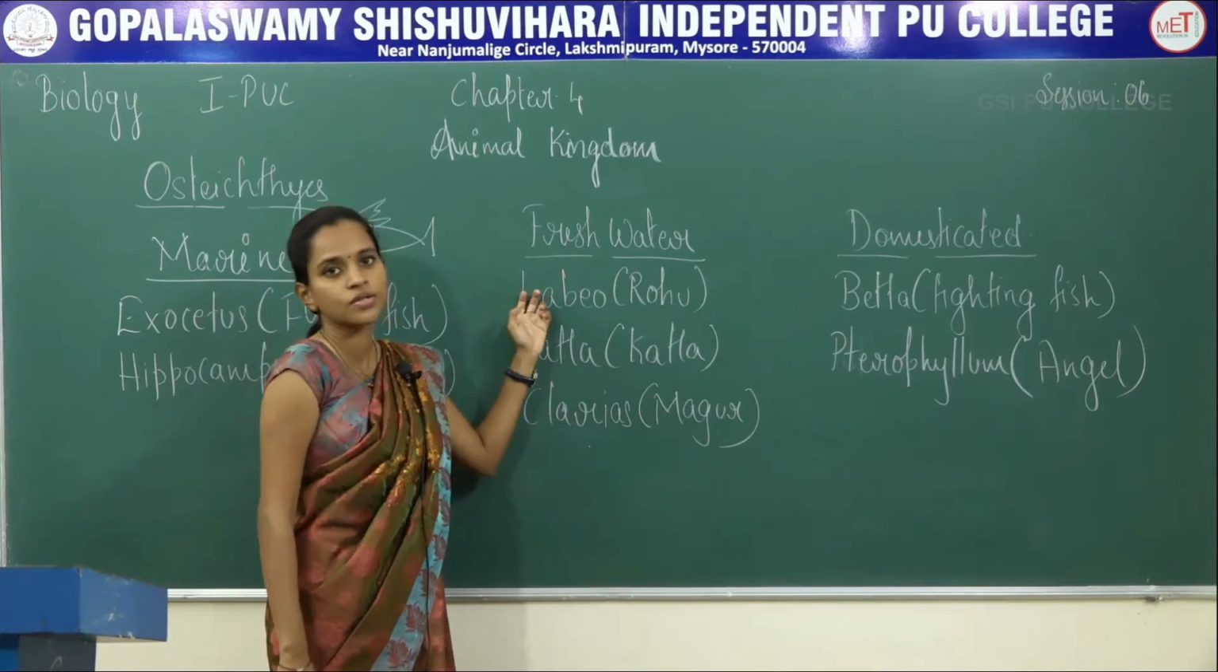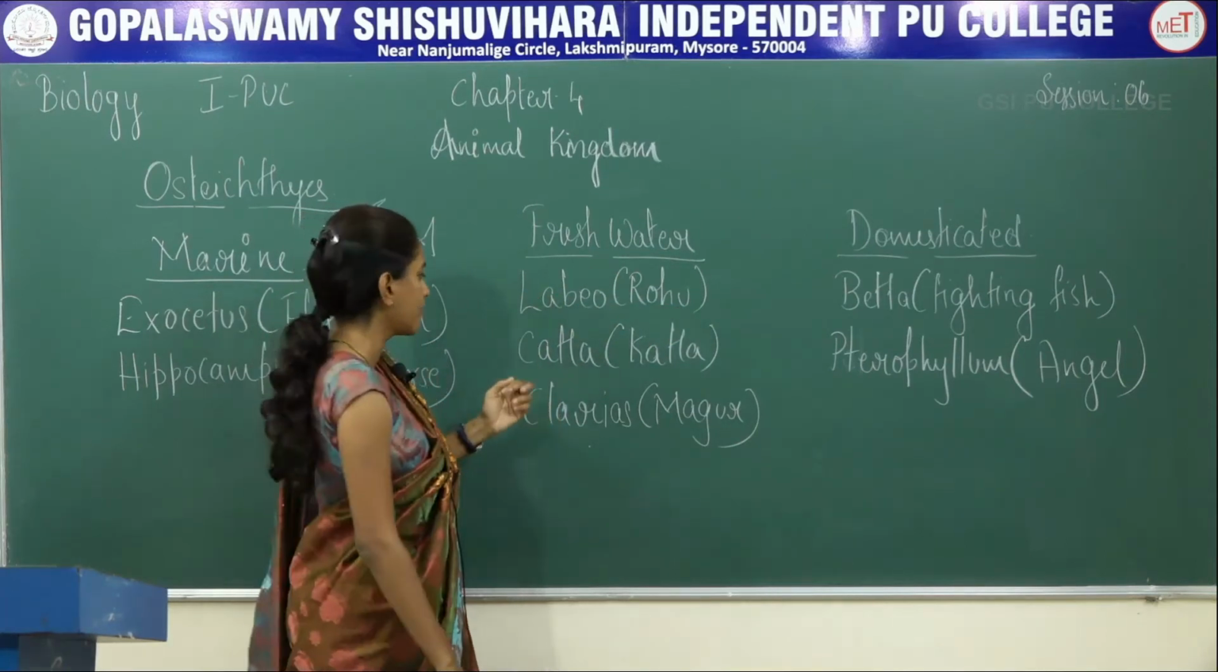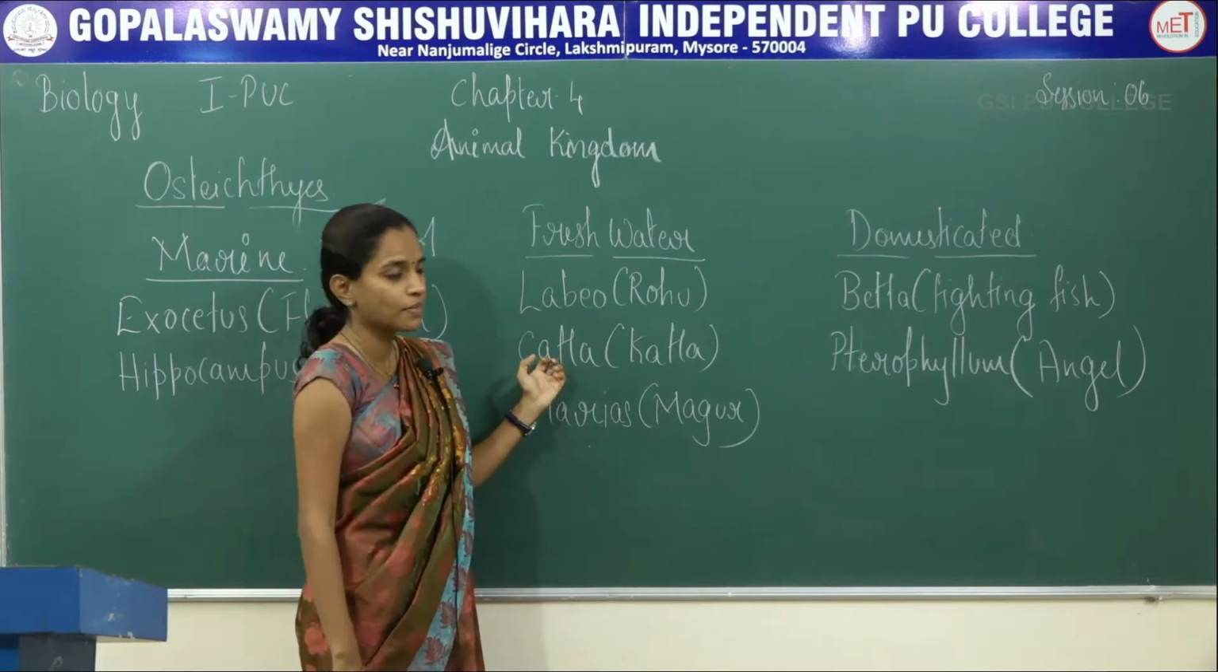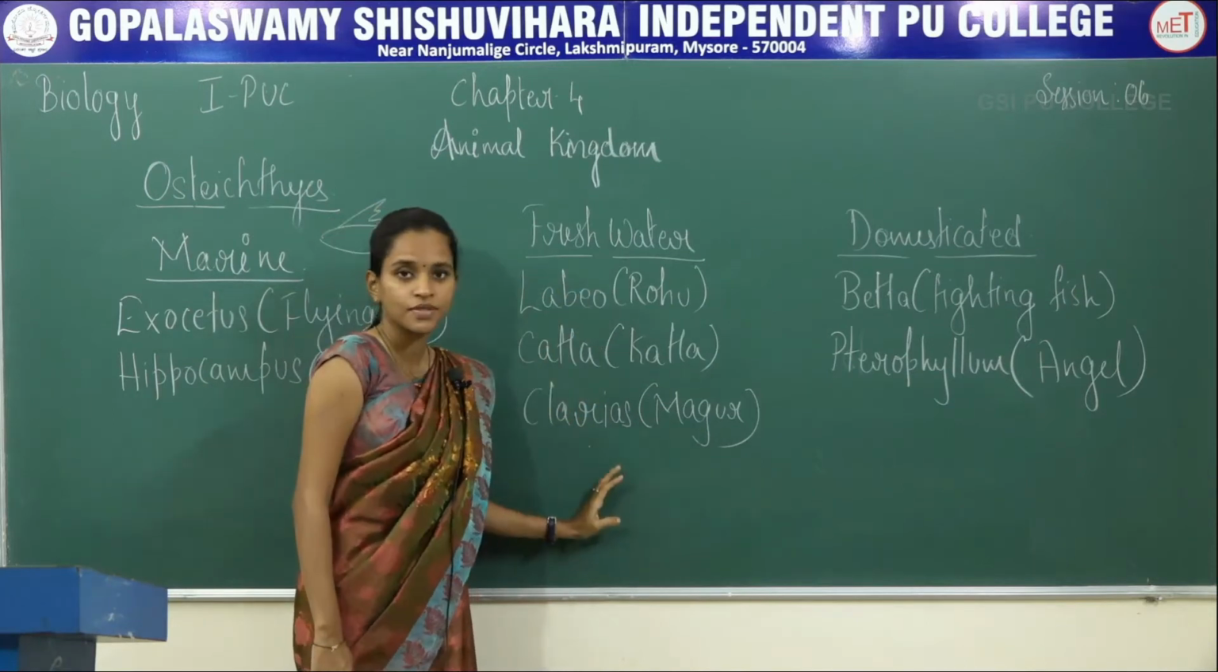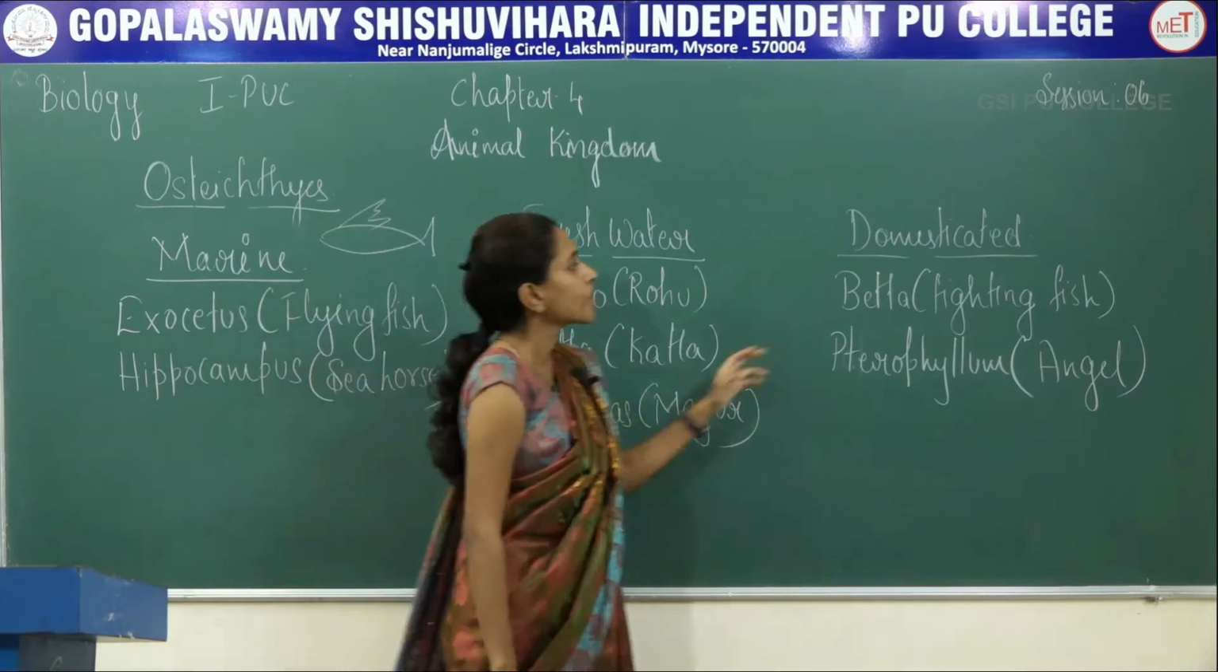It is an Indian fish that is also called Labeo rohita. Katla fishes are normally consumable forms. Clarias, magur. These are some of the examples for freshwater fishes.